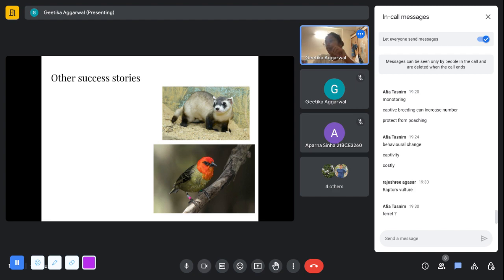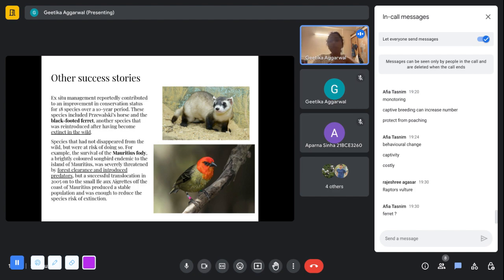Yeah, it's a ferret. You're correct. So this is basically the black-footed ferret, as its appearance suggests, and this bird here is the Mauritius fody. So just like the Przewalski's horse, the black-footed ferret is another species that got extinct in the wild. There were no more ferrets in the wild, but it was saved, and over a period of 10 years there are 18 species whose conservation statuses have been improved by ex situ management. This black-footed ferret had gone extinct in the wild, but it is now being reintroduced into its habitat.